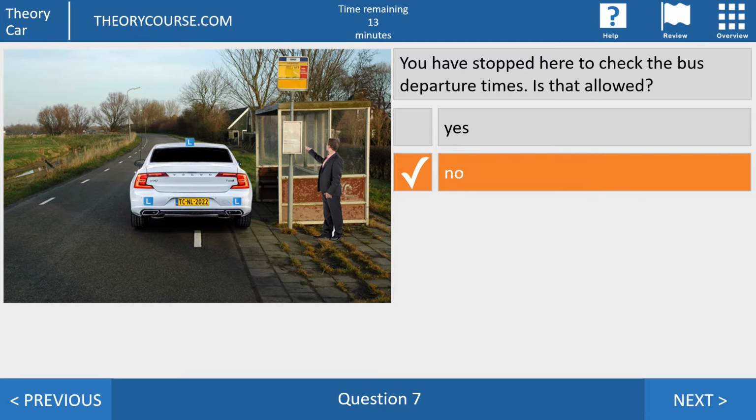Right answer. No. At the bus stop you may stop, but only to let passengers in or out of your car, nothing else. And if you have a car, you have your driver's license, why should you look at what time the bus will go or leave? If you have your driver's license, you never go with the bus again. Or if you go to Amsterdam, because in Amsterdam you pay 8 or 10 euros per hour to park there. But if you go to a small village, you don't go with the bus, you go with the car. Okay.